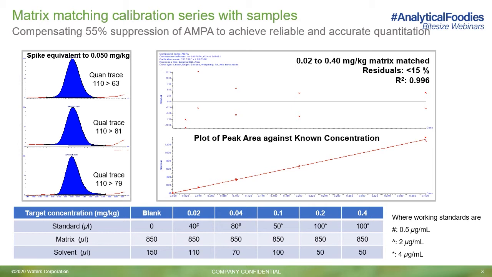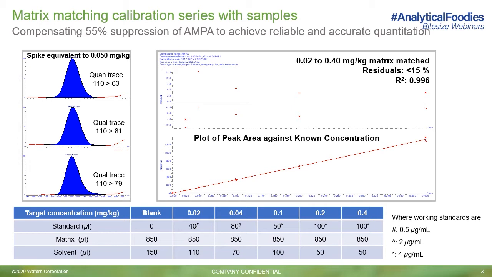While extracting all samples under analysis, we've also extracted a previously analyzed blank wheat flour sample to create our calibration series. Once this extraction was completed, we then spiked the wheat flour extracts to various concentrations to build our matrix-based calibration curve to match our samples under analysis.